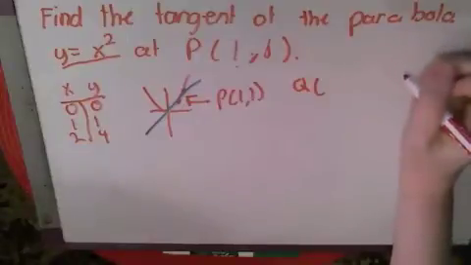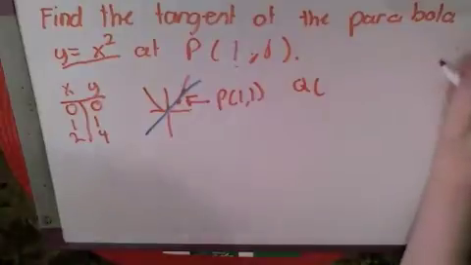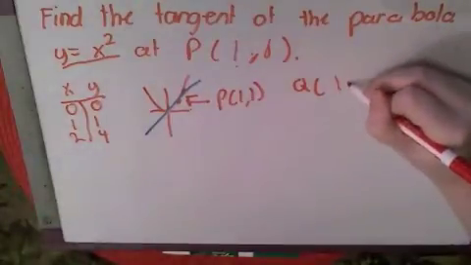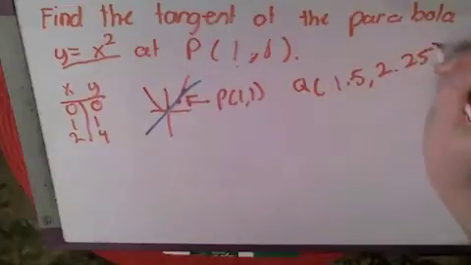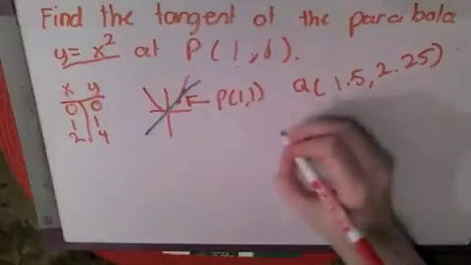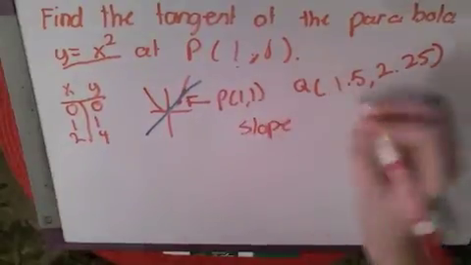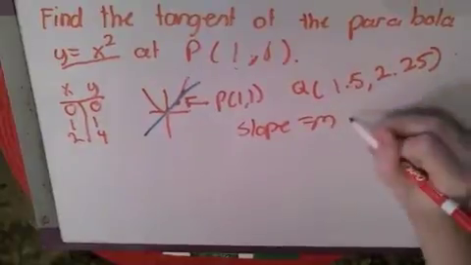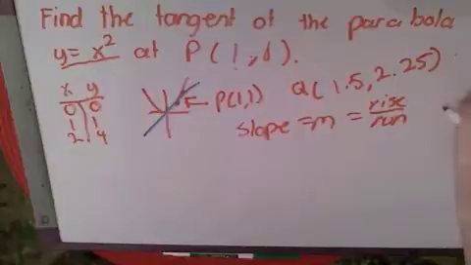We'll make that point, just for ease's sake, 1.5 and 2.25. So what we're going to do is find the slope using this point and the function above. So slope, if you remember, equals rise over run. That just means using your normal x and y on the graph.